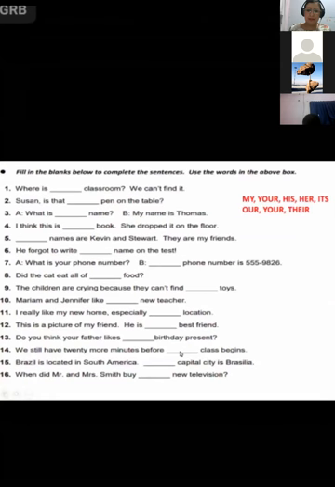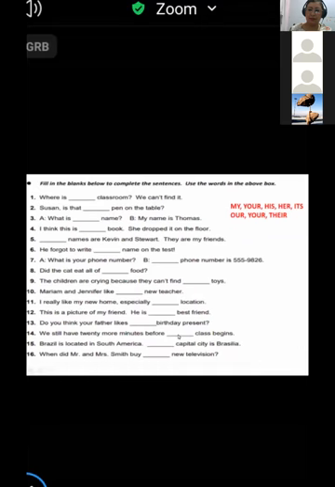Is that it? Okay, yeah. Uh-huh. Susan pen is on the table. Ajá, it, pen, ajá, correcto. No es your. ¿Como sujeto? No, porque pienso yo que es uno, porque es uno.